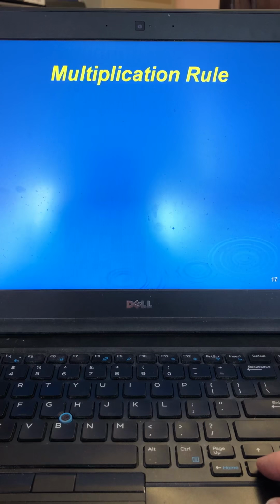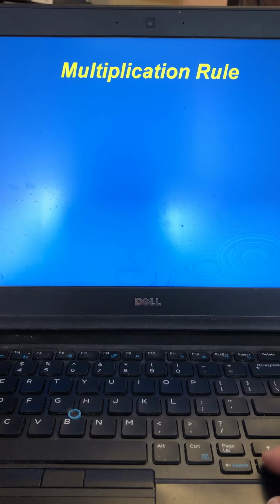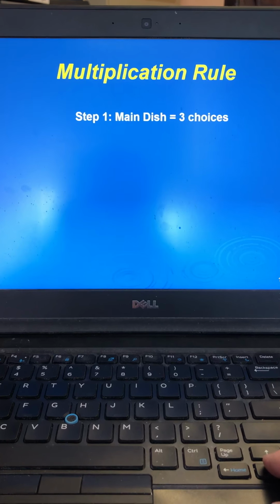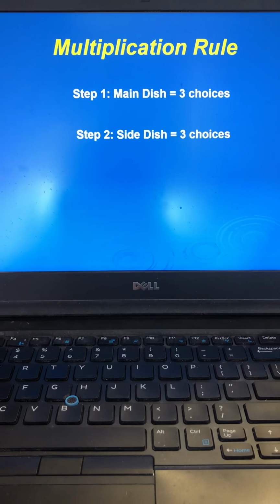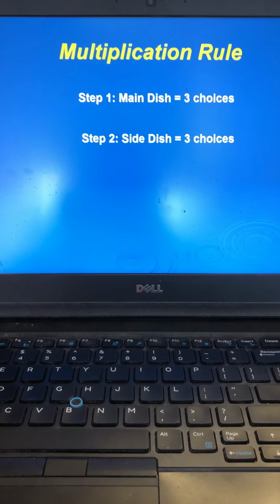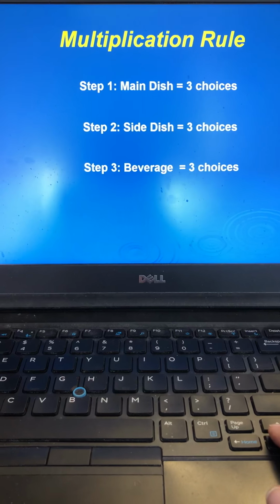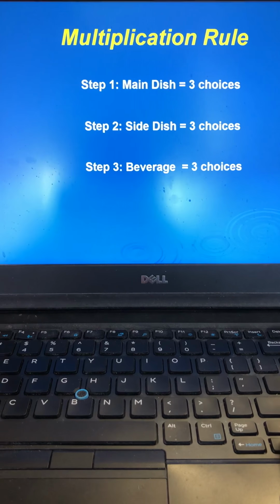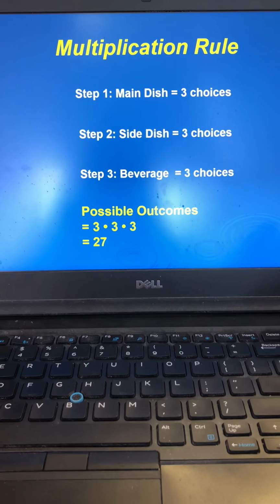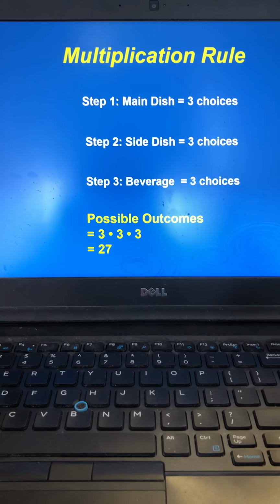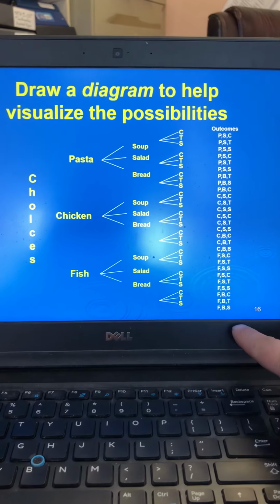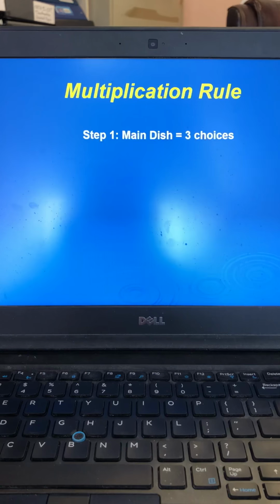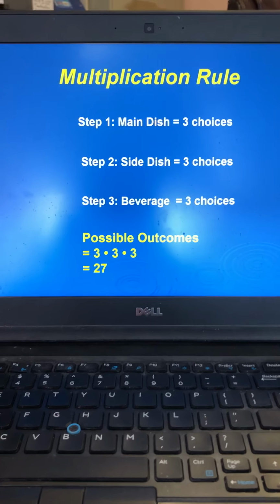So I'm going to show you a shortcut that we call the multiplication rule that's going to help you. So step 1, we had 3 choices of main dish. In step 2, we had 3 choices of side dishes. And in step 3, we had 3 choices of beverages. And so for my possible outcomes, I just use this multiplication rule. If I multiply 3 times 3 times 3, I get 27. So if I were to go back and count all of the different outcomes that I've listed here using my tree, there should be 27 possible outcomes.